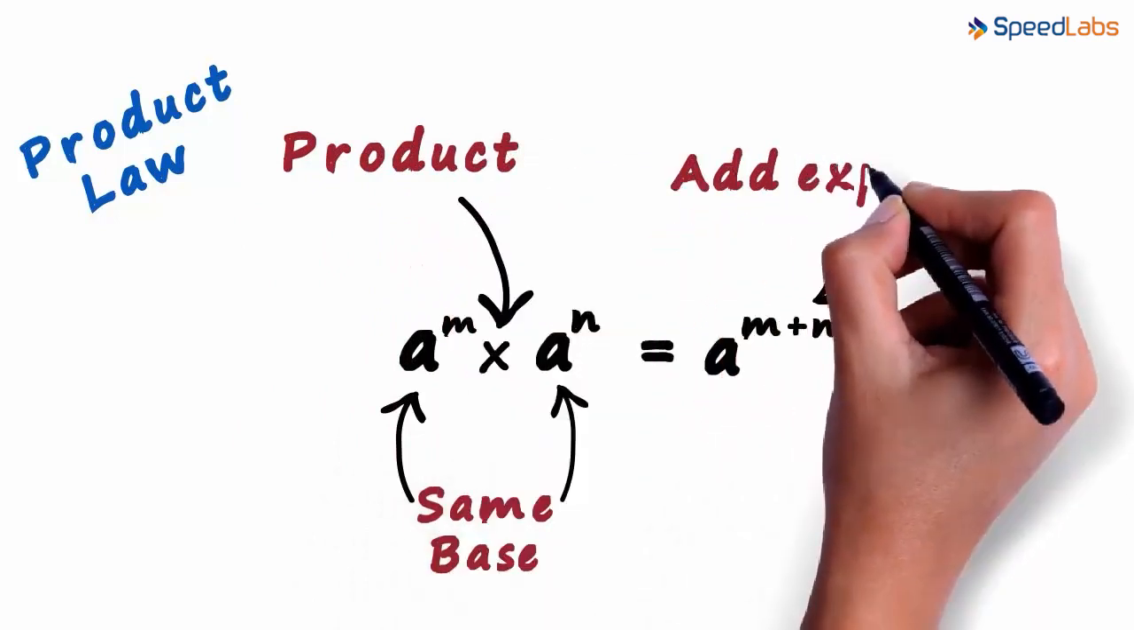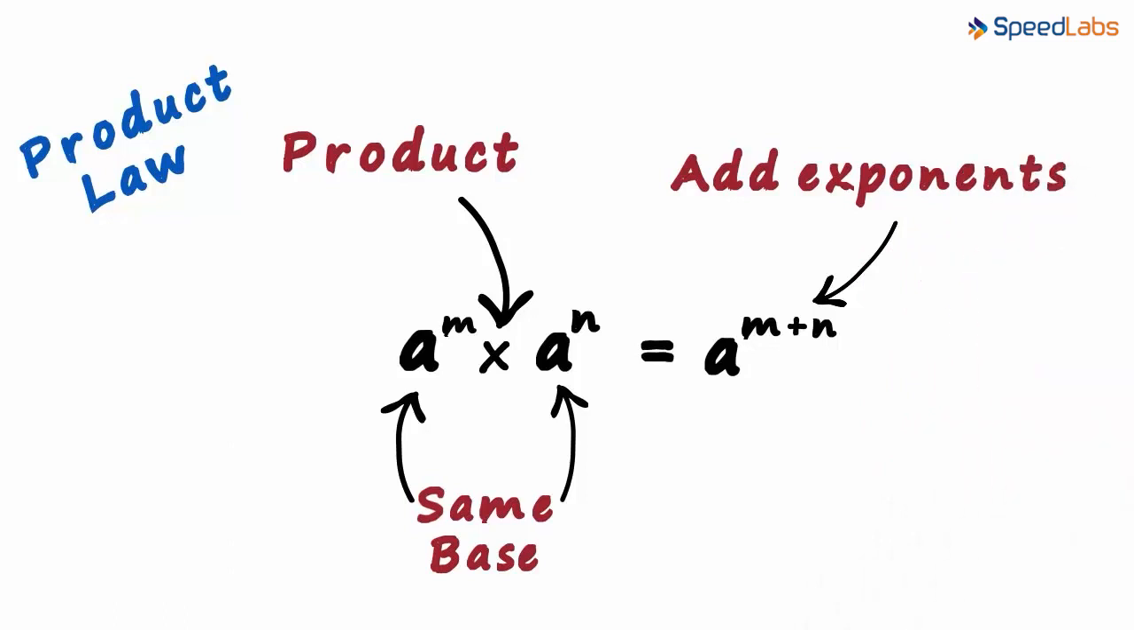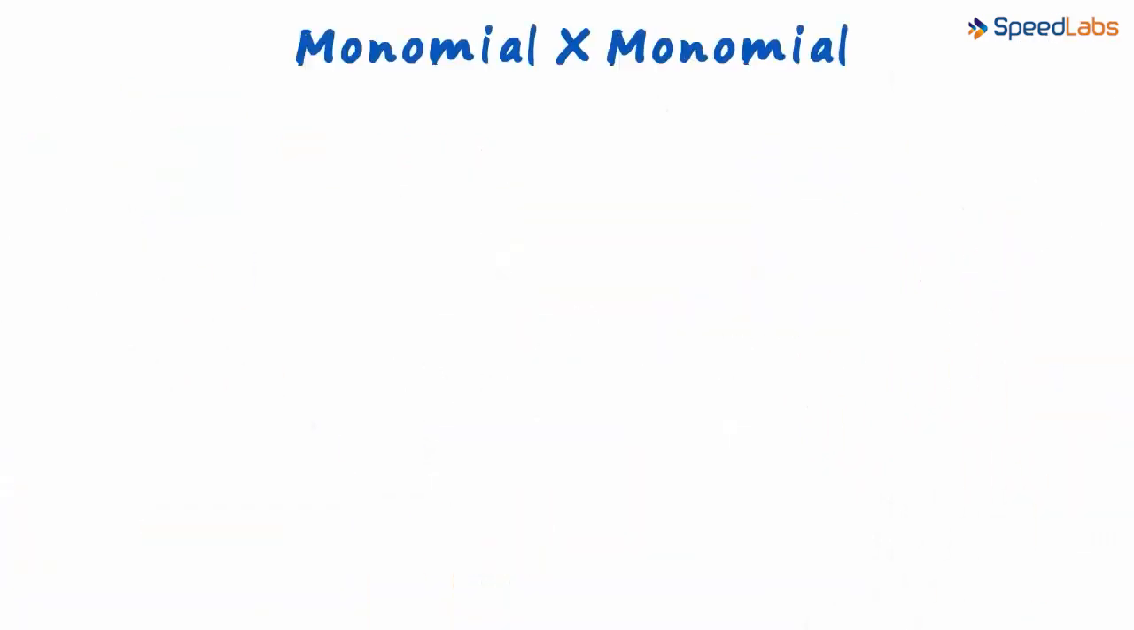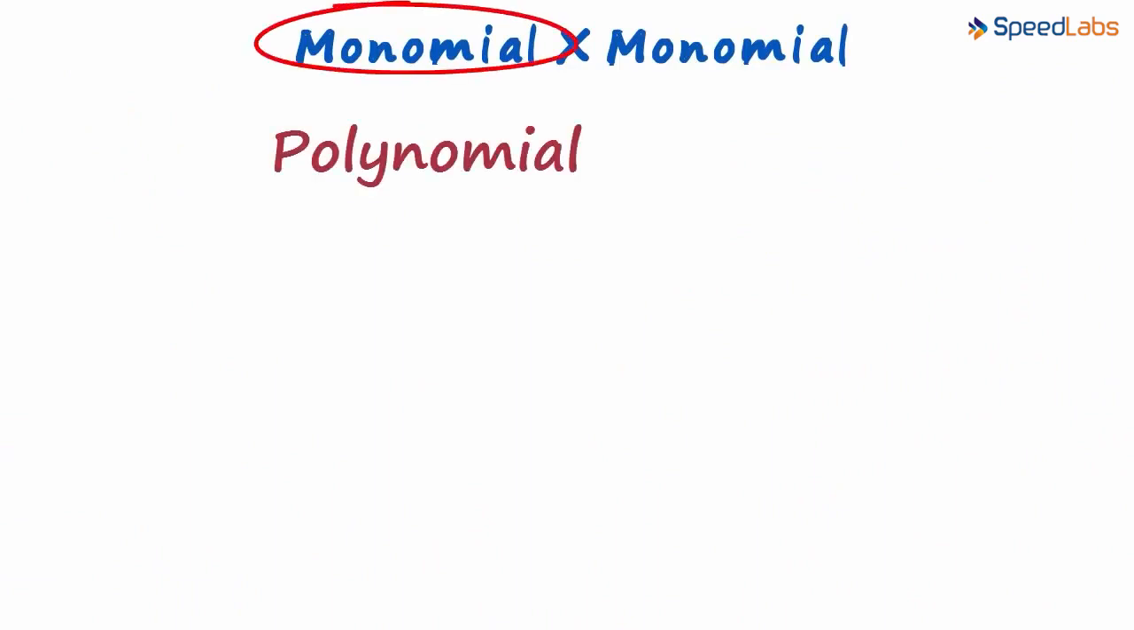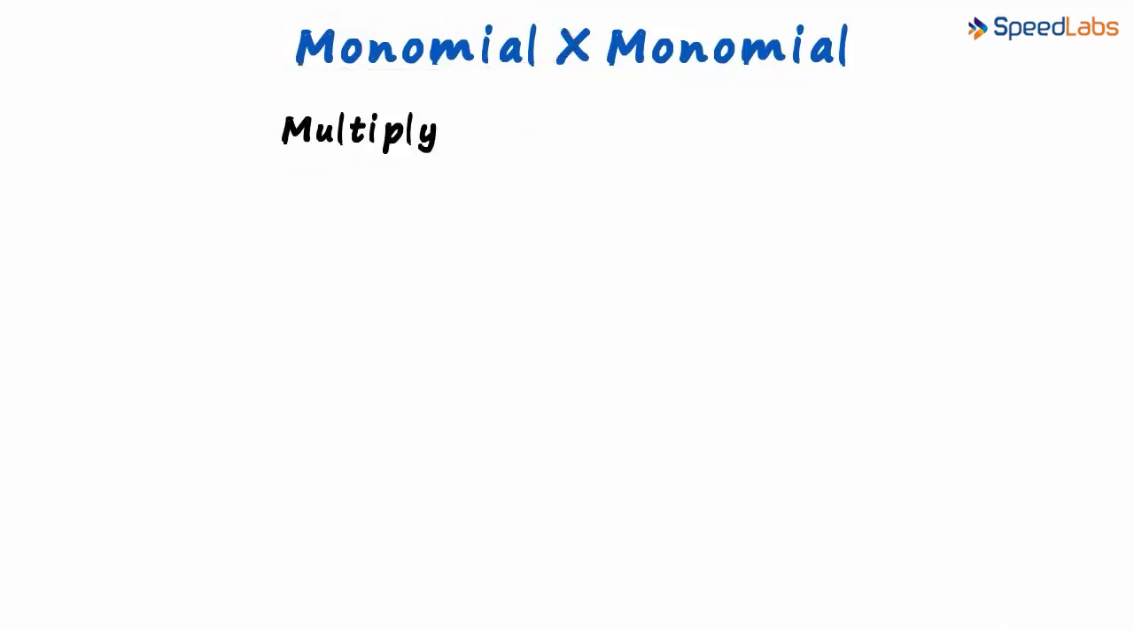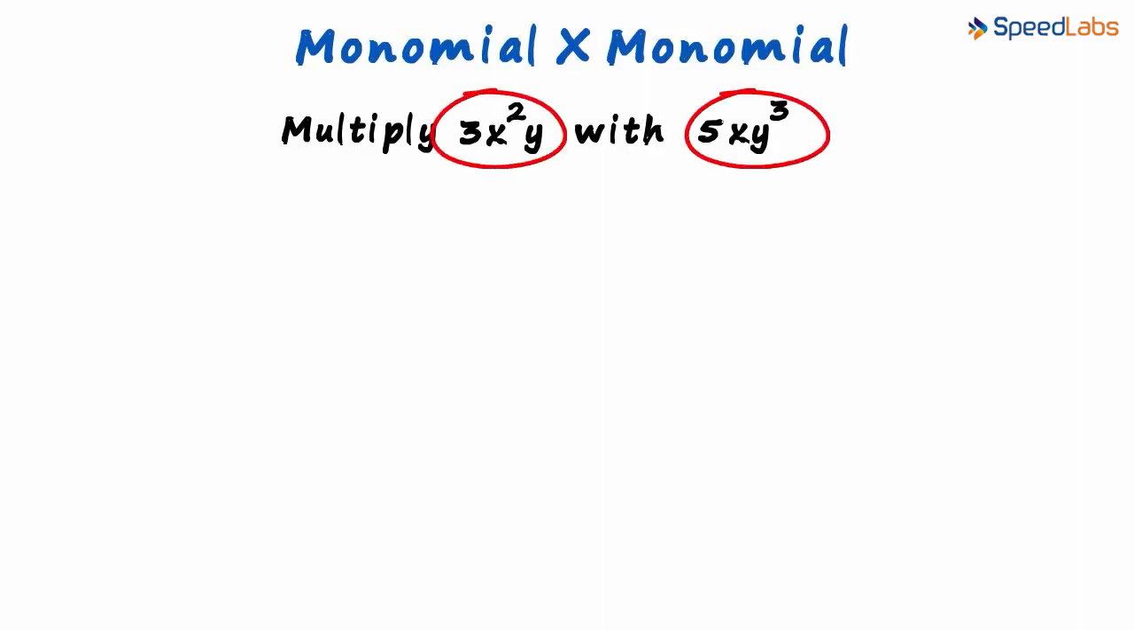On a new page, let us look at an example of a monomial multiplied by a monomial. A monomial is a polynomial with just one term. Say we want to multiply 3x squared y with 5xy cubed. These are two monomials. Multiplying two monomials is very simple. We just need to make groups. But what kind of groups?